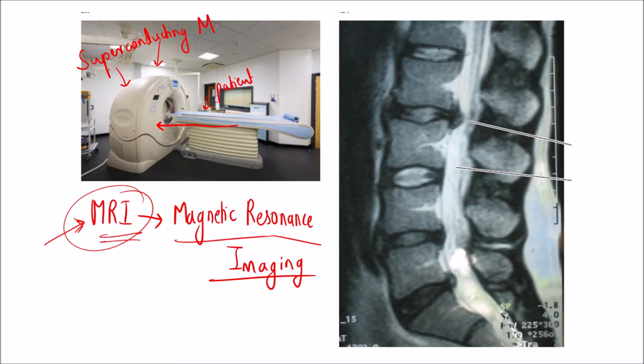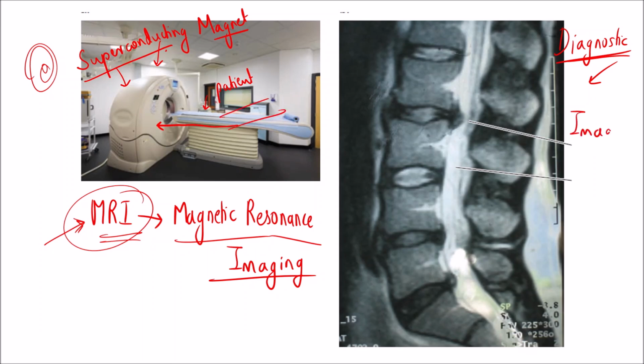Just now we saw that in an NMR machine also there is a superconducting magnet. The main use of this is diagnosis. It will show you whether any disease or ailment is present in the patient or not. It will provide images of the internal organs.